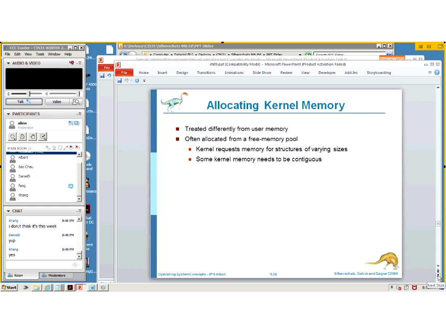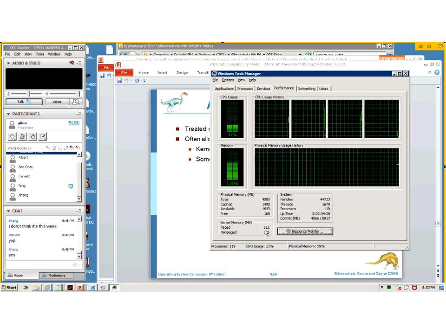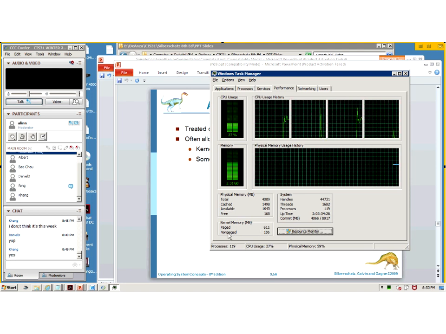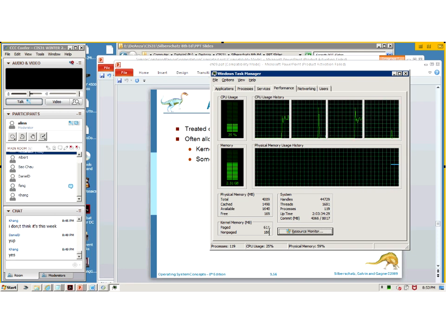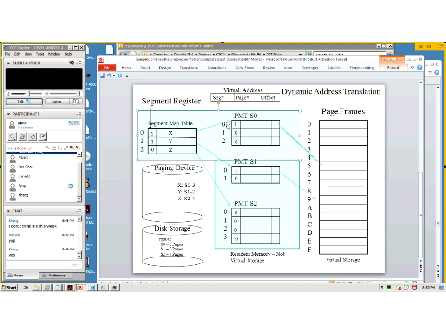Now, normally, user memory is in virtual storage. We talked about parts of kernel memory. The kernel memory, parts of it is paged, and parts of it is not paged. And that's true if you think about it, you don't want these tables in virtual storage. These tables are in real storage so that the CPU can access them rather rapidly when it needs to.